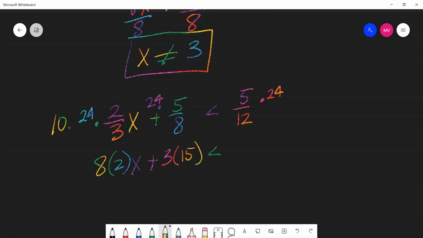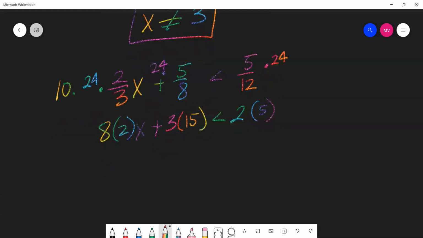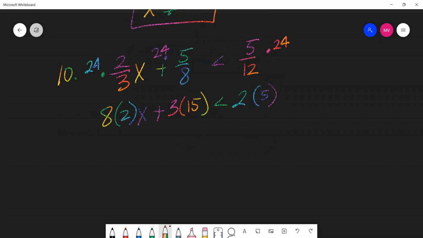2 times. Yeah, I know this. 2 times 5. All right. So simplify. 8 times 2x plus is less than. Right. First step. Yes. Remember reverse order of operations.